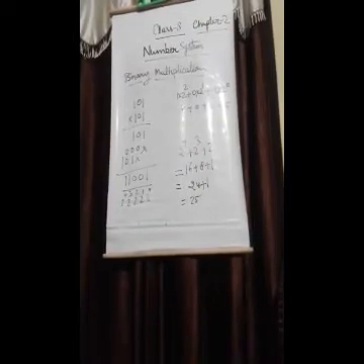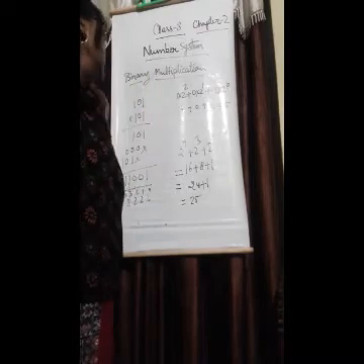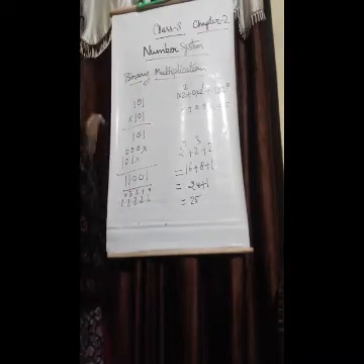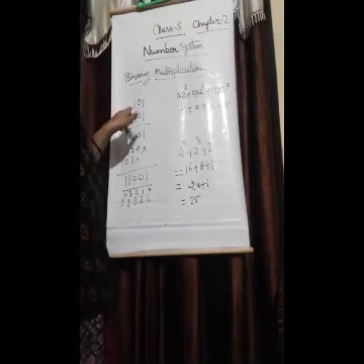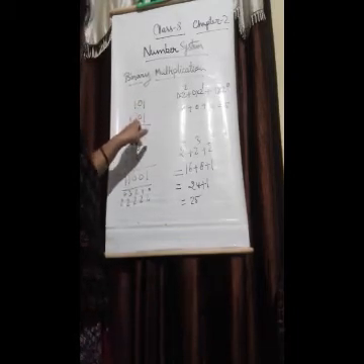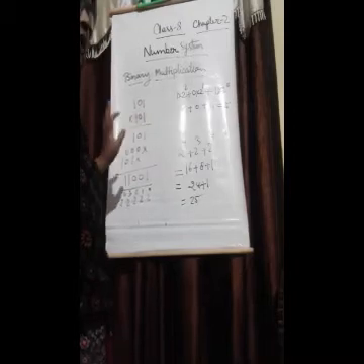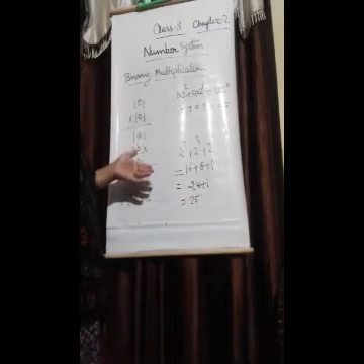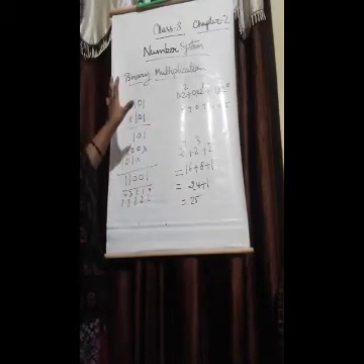Good morning students. Today I am going to teach you binary multiplication. Here I have taken two numbers: 101 is your first number, and 101 is your second number. The numbers are the same, but I have taken two of them.